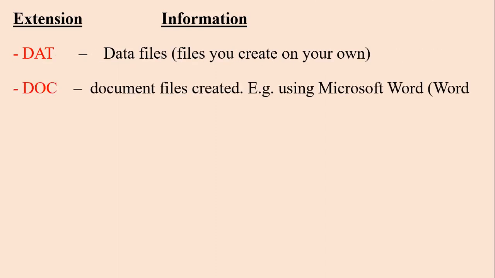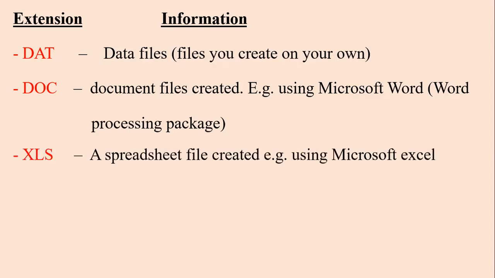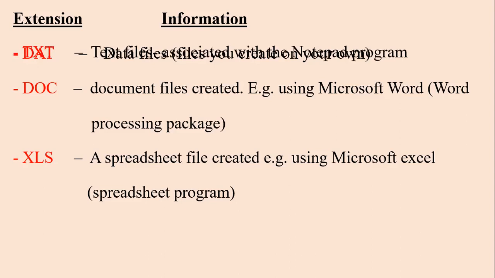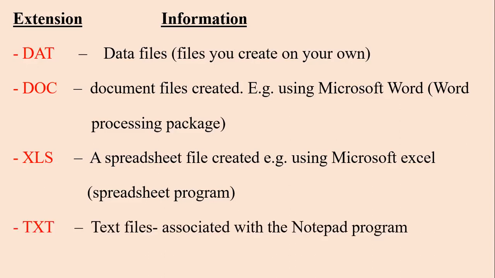.doc gives the information that the file is a document file created using a program, for example, Microsoft Word. That is Microsoft Word, which is a word processing package. XLS indicates that the file is a spreadsheet file that was created, for example, using Microsoft Excel, which is a spreadsheet program. TXT is an extension for text files, that is files which are associated with the notepad program. WPD illustrates that that is a Word Perfect document.